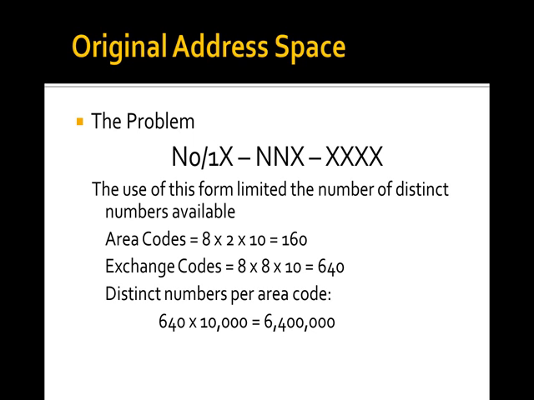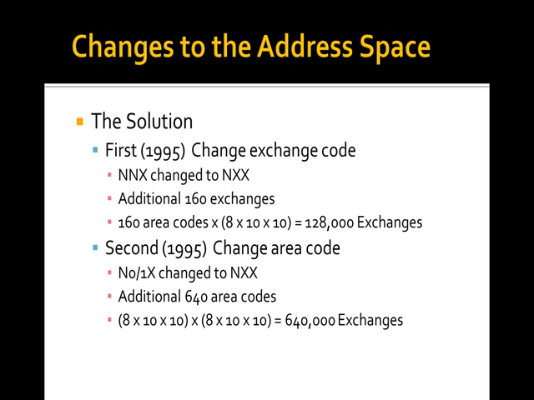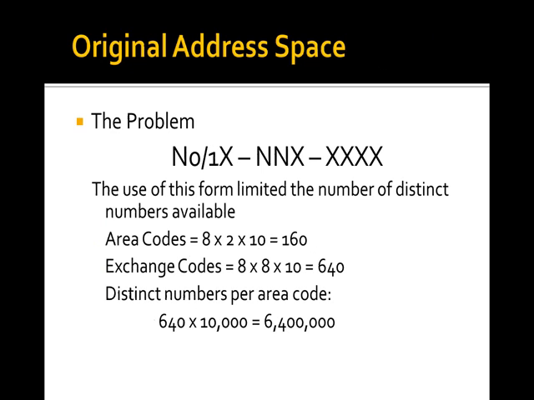So let's take a look at how all this adds up. In this time, we've got 160 area codes. We've got 640 exchange codes in each of those area codes. And in each of those exchanges, we have 10,000 numbers. That means we've got 6.4 million distinct numbers in each area code. If you go a little deeper into the math, you end up with a little over 1 billion unique phone numbers for this whole number pattern. 1,024,000 if memory serves.